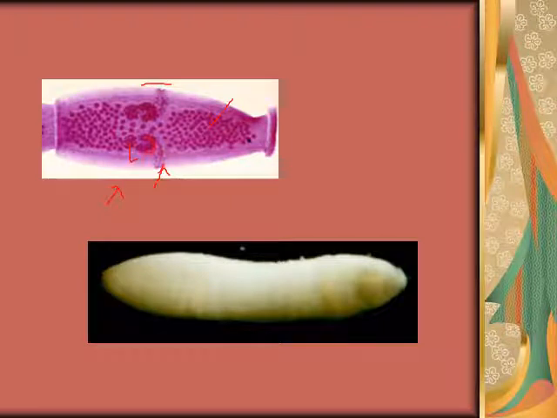This is a gravid segment of Dipylidium caninum. When we see it in stool, it looks like cucumber seeds, or squash seeds. It is whitish in color and tapering at both ends, and the size is about 1 centimeter at maximum.